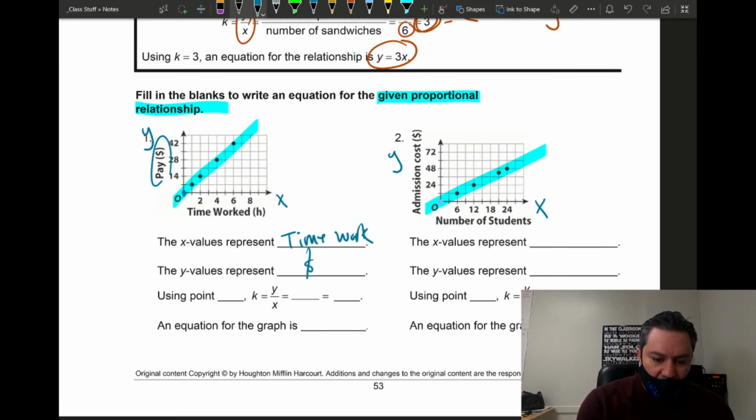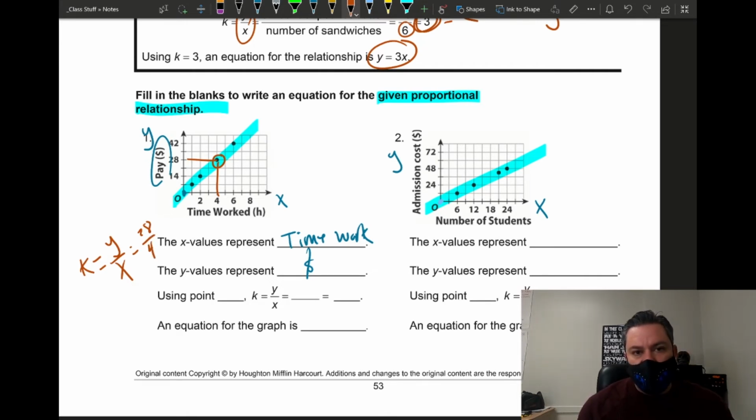So I'm just going to go ahead and pick this one right there. And if I connect them, I get my 2 values. K equals Y over X. In this case, Y is 28 and X is 4. And when I divide, 28 divided by 4 is 7. So we're going to be using the point, again, this is X, comma, Y, and we're going to do 4, comma, 28. You can pick any point you want.